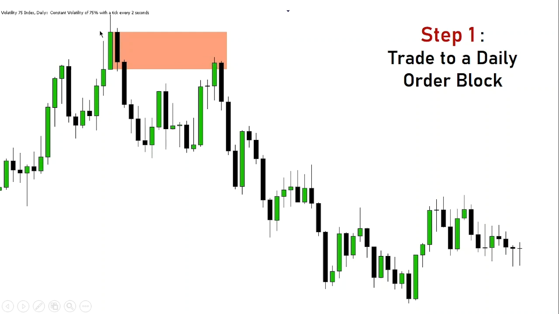Now, of course, notice before we move on that if there's a reversal there, see how long that trade, that sell from that order block, actually took.